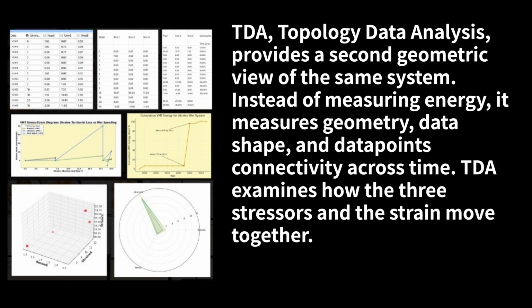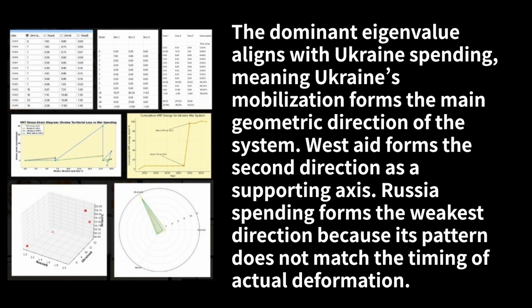TDA, topology data analysis, provides a second geometric view of the same system. Instead of measuring energy, it measures geometry, data shape, and data point connectivity across time. TDA examines how the 3 stressors and the strain move together. The dominant eigenvalue aligns with Ukraine's spending, meaning Ukraine's mobilization forms the main geometric direction of the system. West aid forms the second direction as a supporting axis. Russia's spending forms the weakest direction, because its pattern does not match the timing of actual deformation.